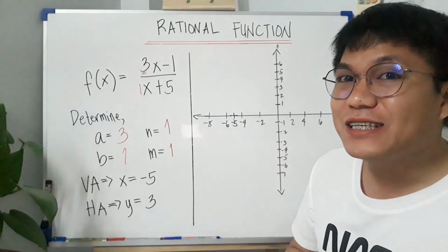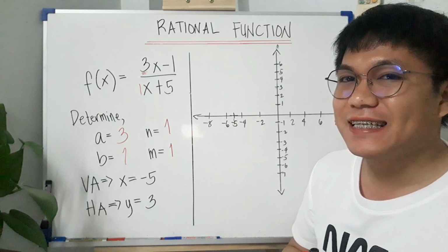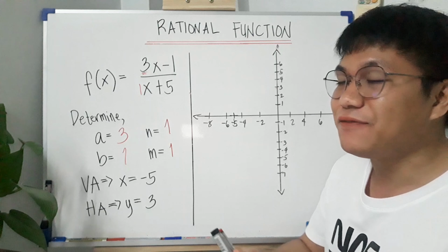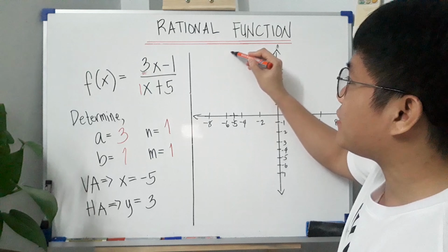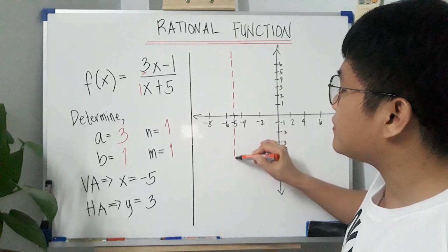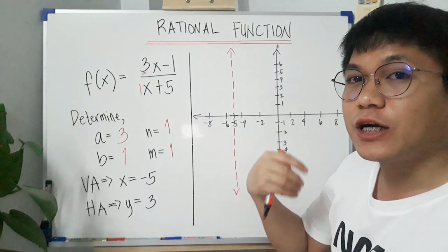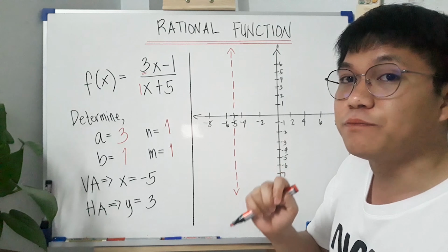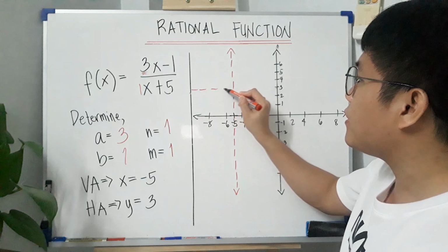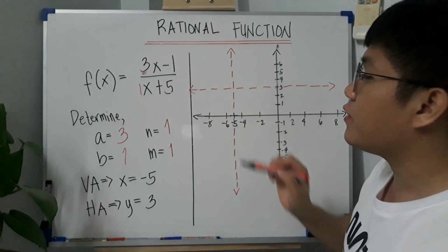Since we already have the values of our vertical and horizontal asymptote, now we are going to put that in our Cartesian plane. Since our vertical asymptote is given by the line x is equal to negative 5, our vertical asymptote will be this line passing through x equals negative 5. On the other hand, our horizontal asymptote is given by y is equal to positive 3, which means this will be our horizontal asymptote, a line passing through y is equal to positive 3.